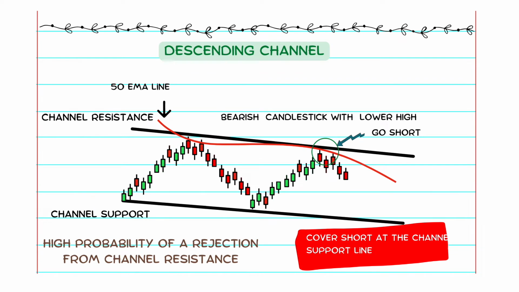This illustration shows a descending channel with a high probability of a rejection from the channel resistance because the 50 EMA line and the channel resistance line are both located at the same area. So there's a confluence between the moving average and the channel resistance line, which increases the probability of a price rejection. Coupled with that, there's also a bearish candlestick with a lower high that signals a short position.